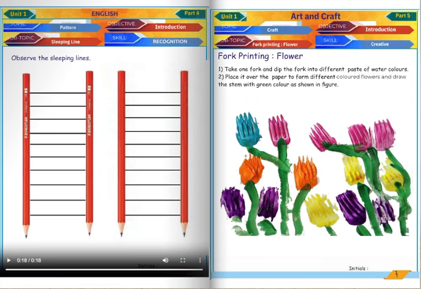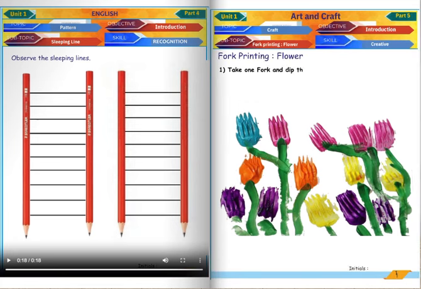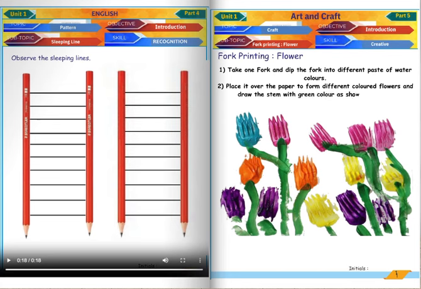Fork printing flower. Take one fork and dip the fork into different paste of watercolours. Place it over the paper to form different coloured flowers and draw the stem with green colour as shown in figure.